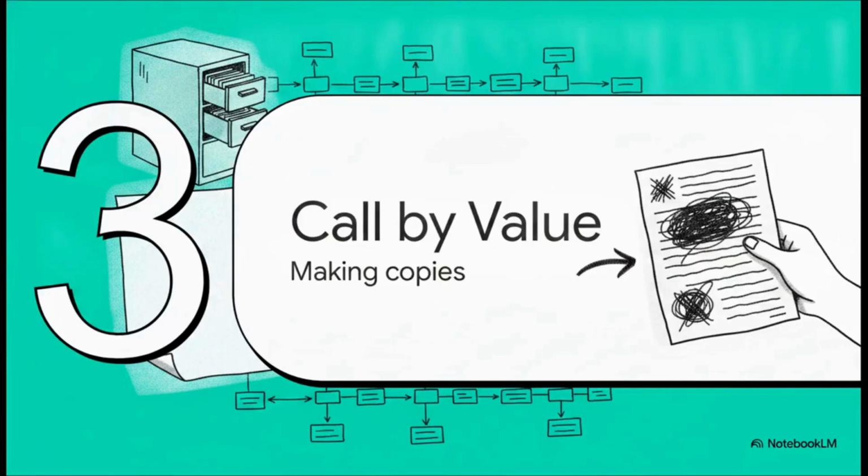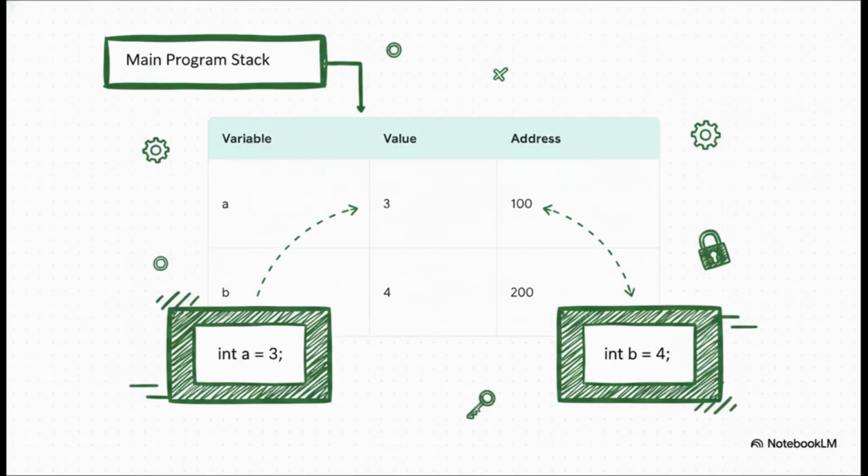Okay, Section 3, Call by value. I want you to think of call by value exactly like making a photocopy of a highly classified document. You hand someone the photocopy, they can scribble all over it, spill coffee on it, whatever, but your original document remains perfectly safe and clean in your filing cabinet.